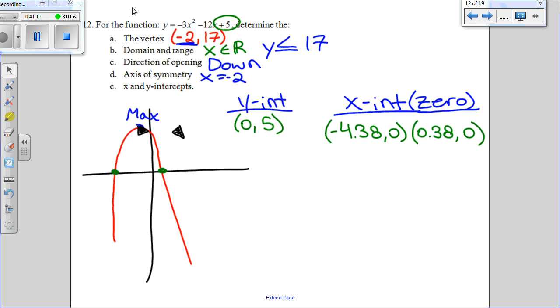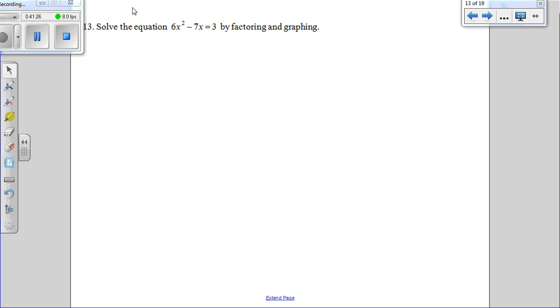All right. Solve the equation 6x squared minus 7x equals 3. In this class, you're always going to have two types of equations. You're going to have a linear equation or a quadratic equation. 90% of the time, it's a quadratic equation. If it's a linear equation, then that might even throw you off. You might not know how to do it.